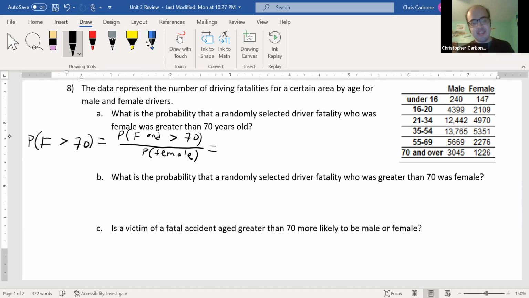Notice how there was no "and" in that sentence. In our case, if you look at this, 70 or older, 1,226, divided by the total of the female column. This should be 16,079. You divide those, you get an answer rounded to 3 decimals as 0.076.